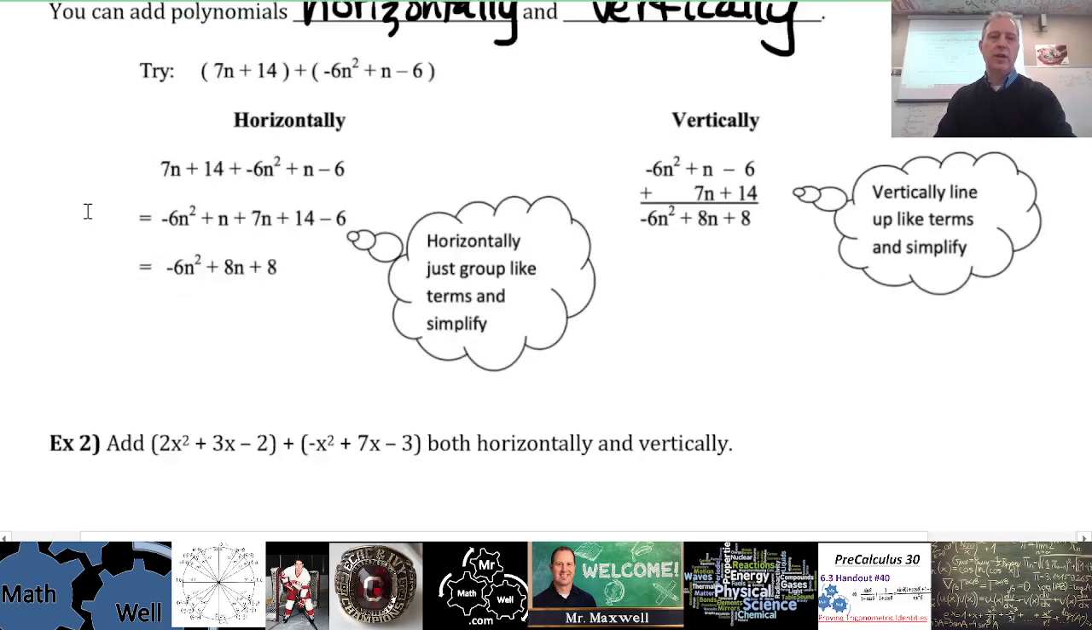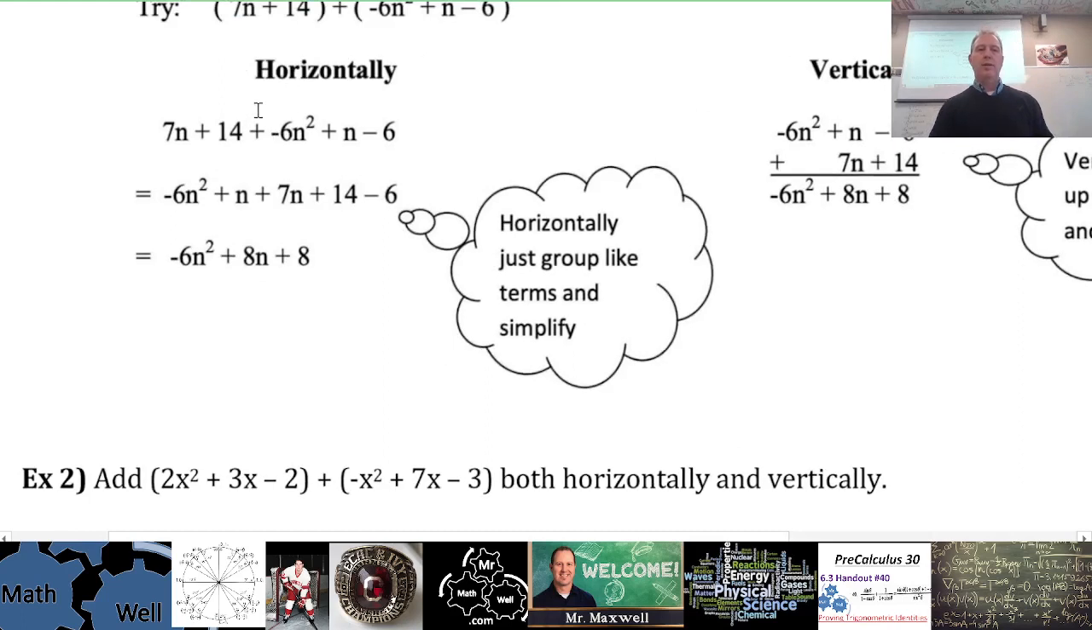Also, just notice that if you only have one type of term, don't freak out. Don't say, oh, I don't know what to do now. If you just have one n squared term, that's what remains. You just leave it alone. That's what stays. If you have 2 or even 3 or 4 or 5 like terms, then you would add them all together. But if you just have one, then just leave it.